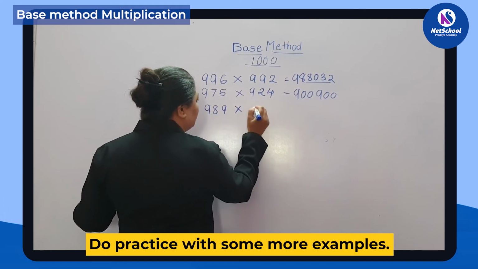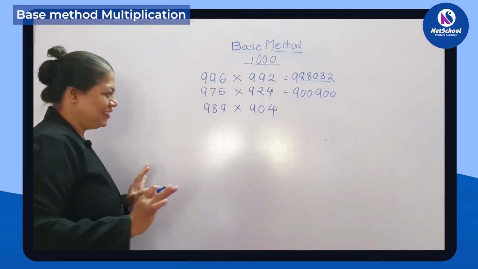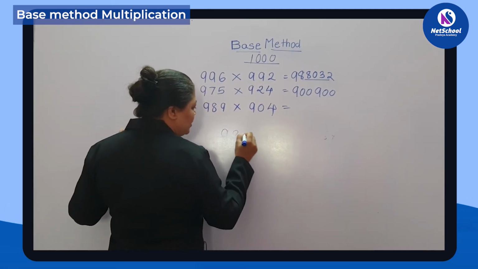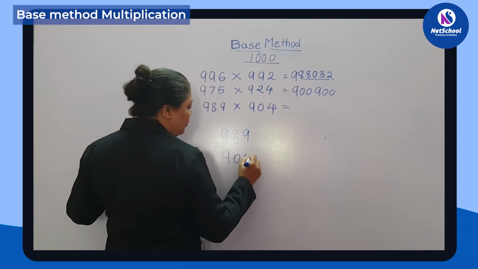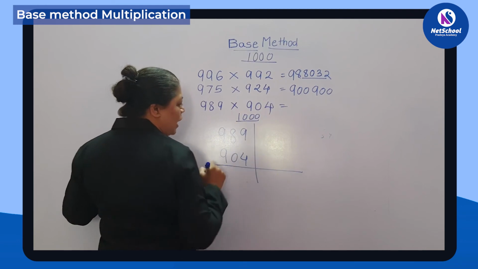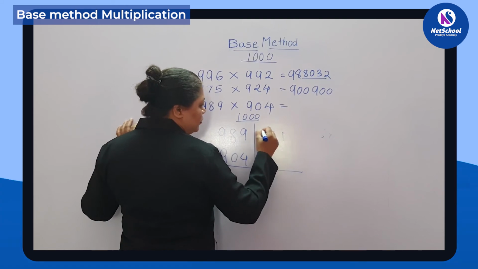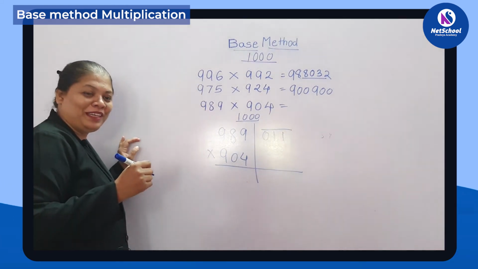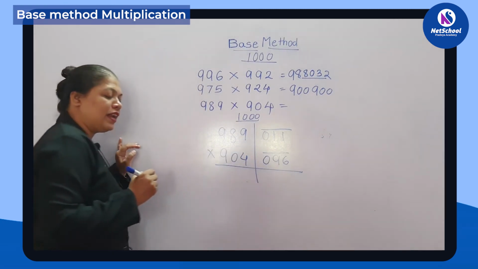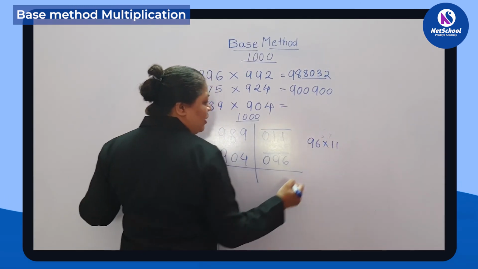989 into 904 is equal to what? 989 into 904, if we multiply it, actually it is a base of 1000. So let us apply the base method to get our complement, and for 904 it is 96.